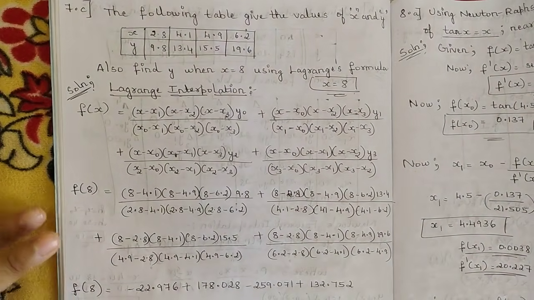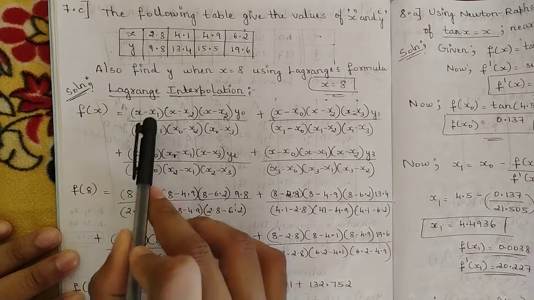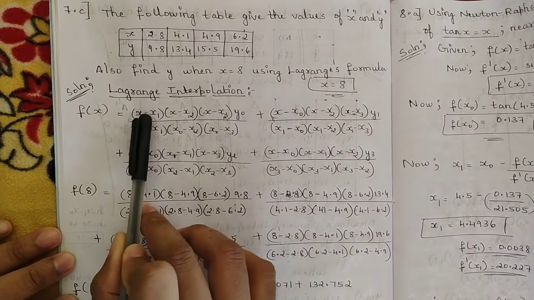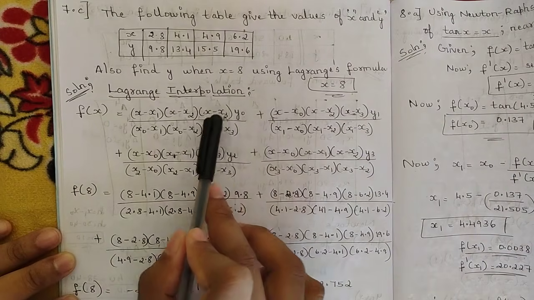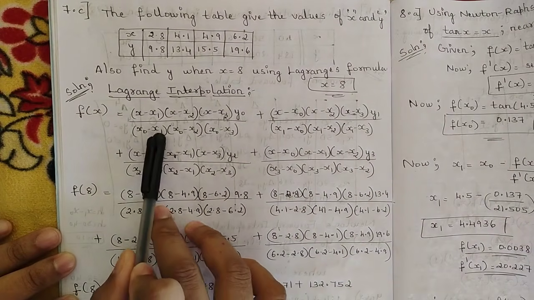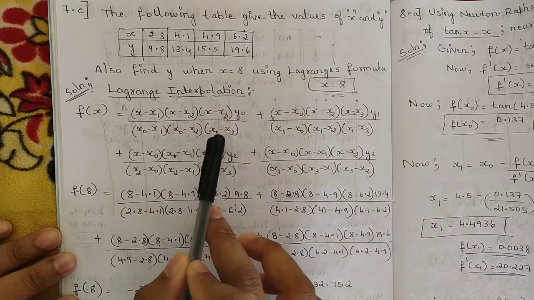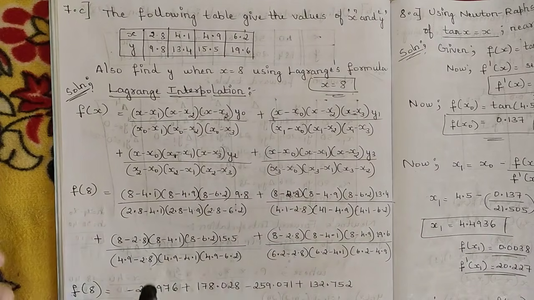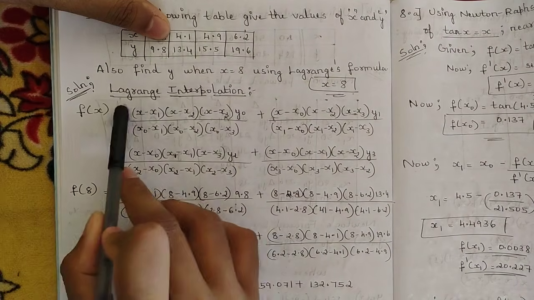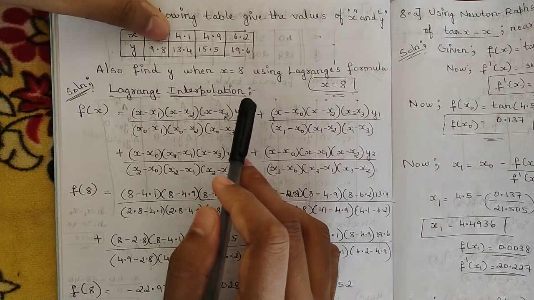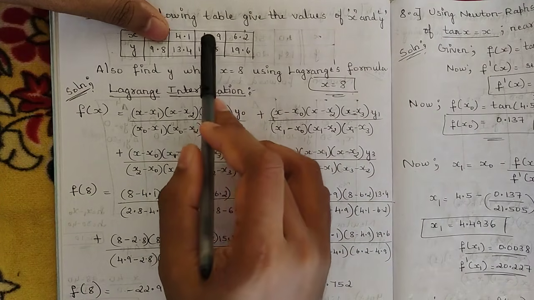So I will tell you how it is given. f(x) is given by, first you see here, (x minus x1) into (x minus x2) into (x minus x3) into y0, divided by (x0 minus x1) into (x0 minus x2) into (x0 minus x3). So how this first part is written is, here they have not considered the x0 value in the numerator part, okay? That is, after eliminating x0, what all are the values left?